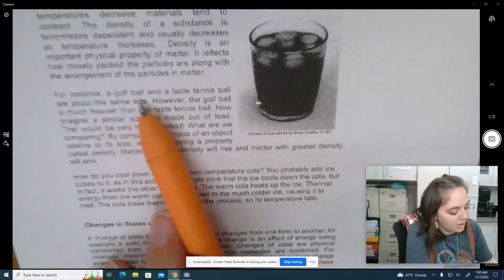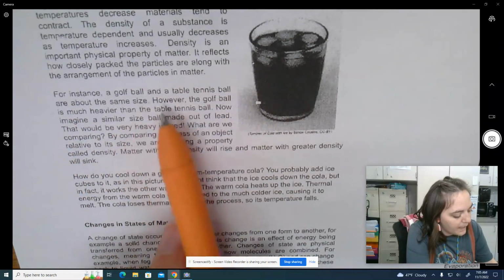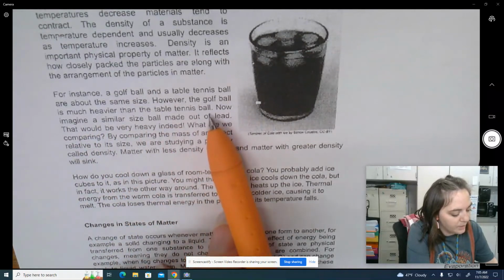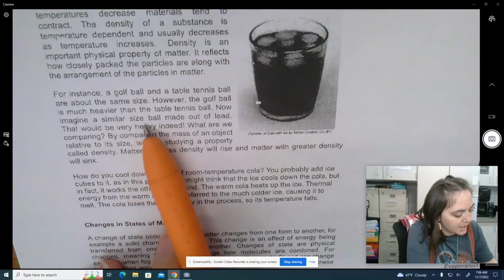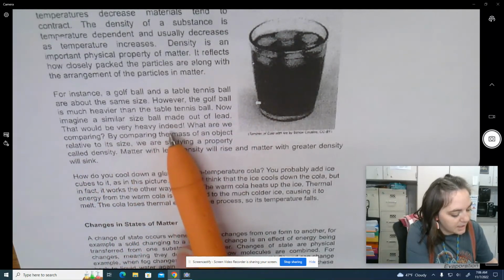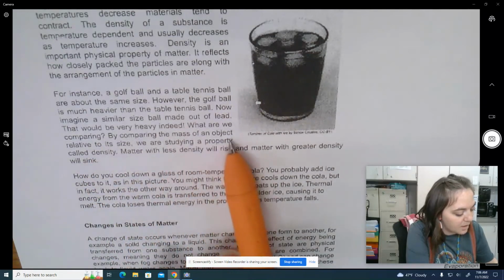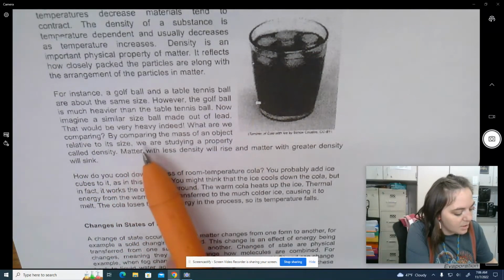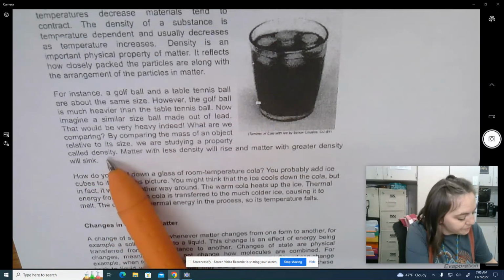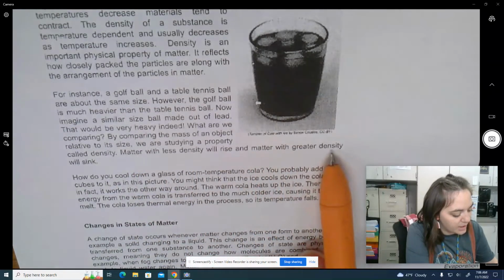For instance, a golf ball and a table tennis ball are about the same size. However, the golf ball is much heavier than the table tennis ball. Now imagine a similar size ball made out of lead. That would be very heavy indeed. What are we comparing? By comparing the mass of an object relative to its size, we are studying a property called density. Matter with less density will rise, and matter with greater density will sink.